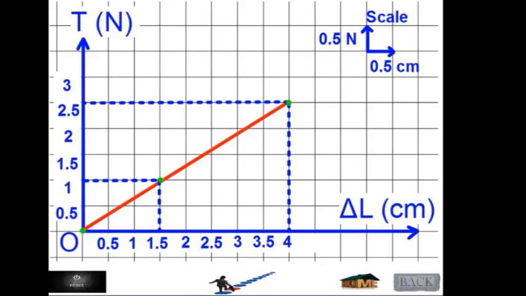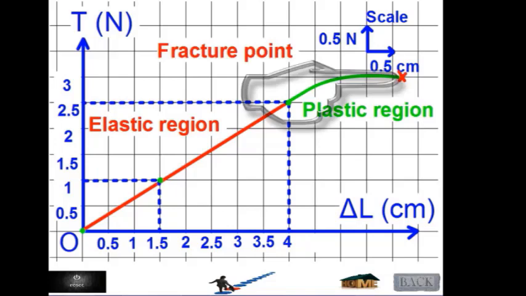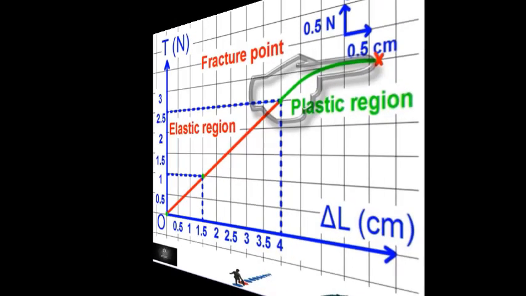If the spring obeys Hooke's law, then the graph should be a straight line passing through the origin, and this region we call the elastic region. While if we exceed the maximum force, the graph will no longer be a straight line, and this green graph is the plastic region. In this region, the spring is no longer a Hookean spring. It's unable to go back to its initial length. And if we increase the force more, this is the fracture point where the spring breaks.